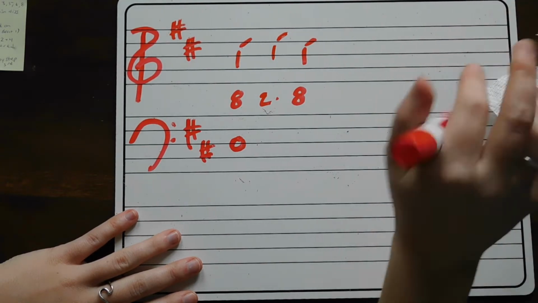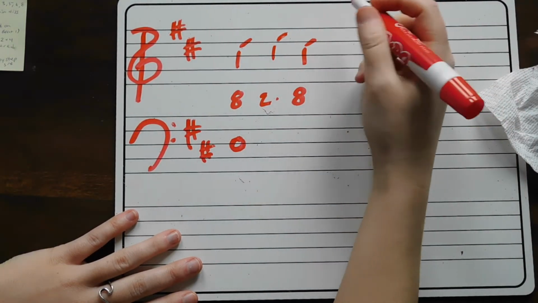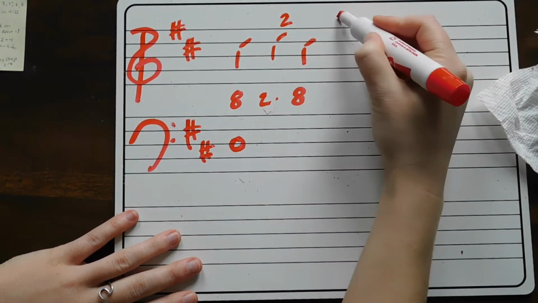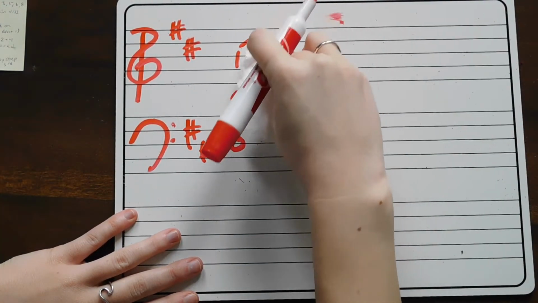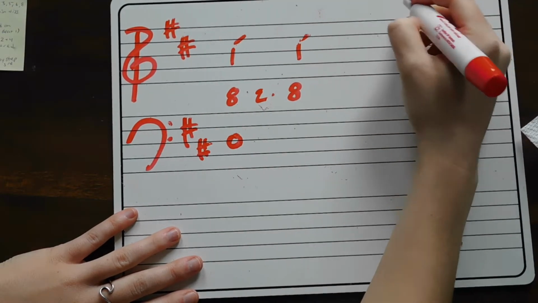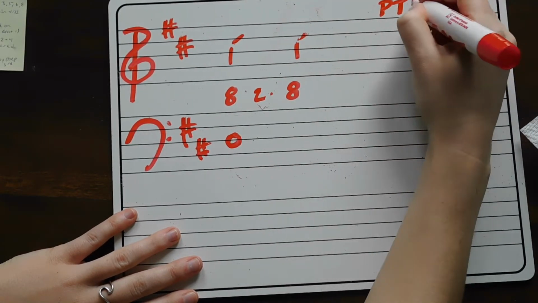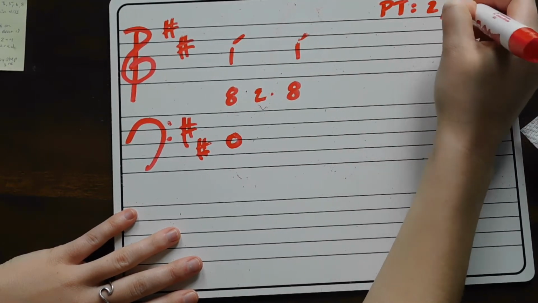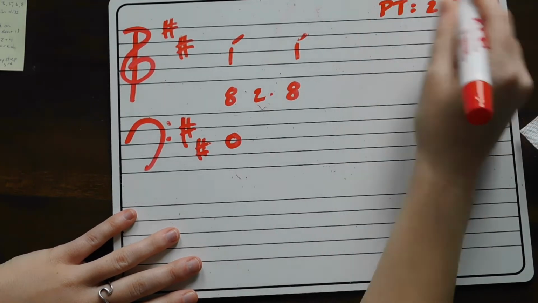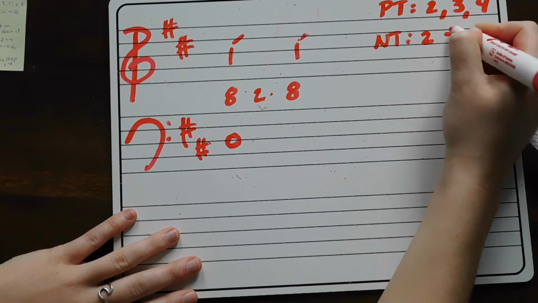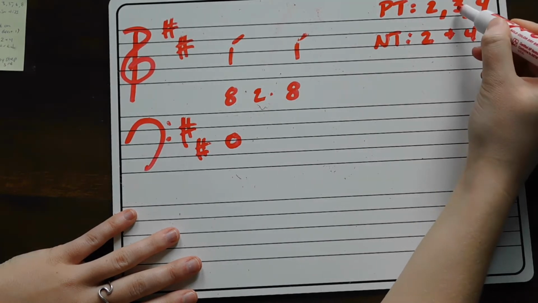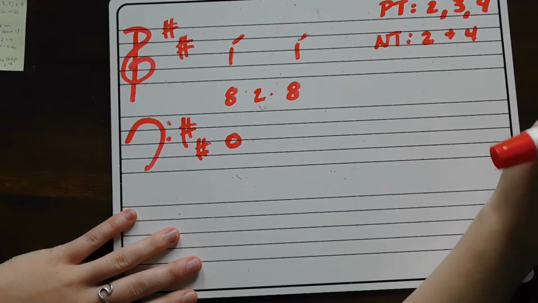Oh yeah, the neighbor tone can only happen on beats 2 or 4, on those weak beats, okay? So just a friendly reminder, passing tone is okay on beats 2, 3, or 4. Neighbor tone is only okay on 2 and 4. So that means the strong beat 3 can't have a neighbor tone.